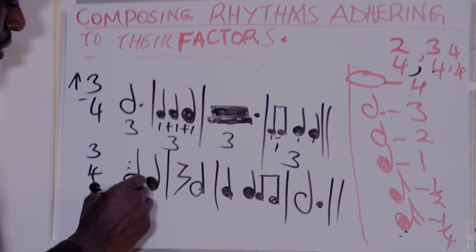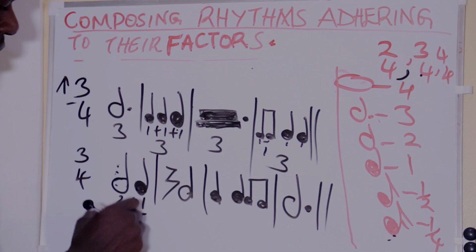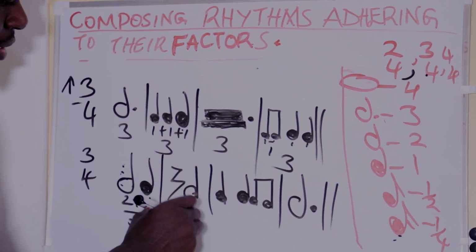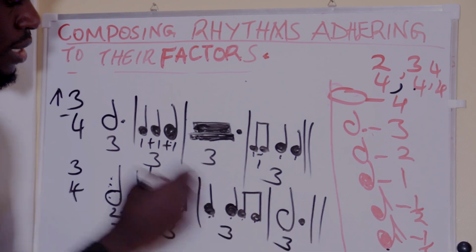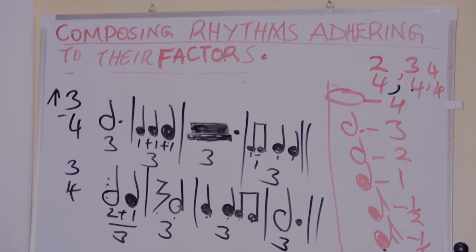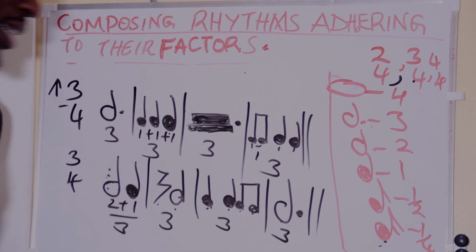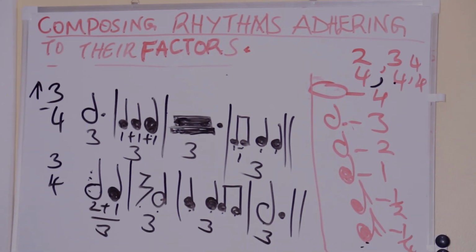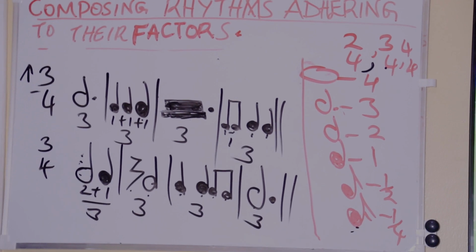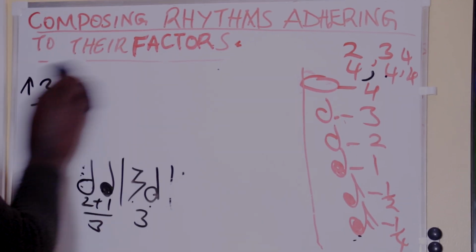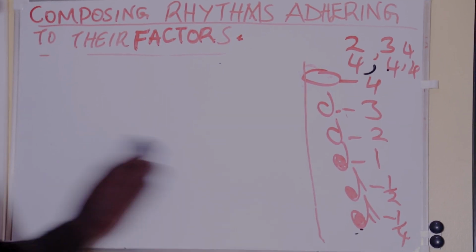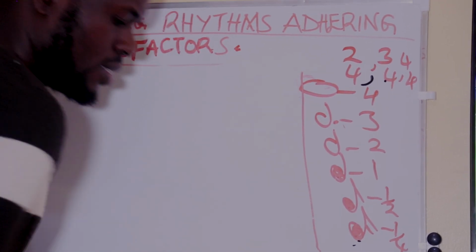Let's do the mathematics. 2 plus 1, we get 3. 1 plus 2, we get 3 still. 1 plus 1 plus a half, we get 3. Then this one itself is 3. Balanced. 3/4 time signatures adhering to the factors. Why are we using rests? Because we say use of rests is also a factor to consider when composing the time signature and the rhythms. Not just the time signature, but the rhythms in music. Music also needs some rests.